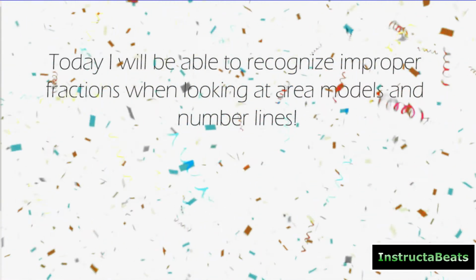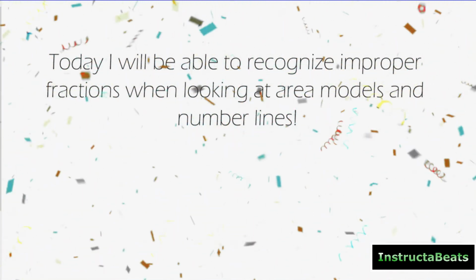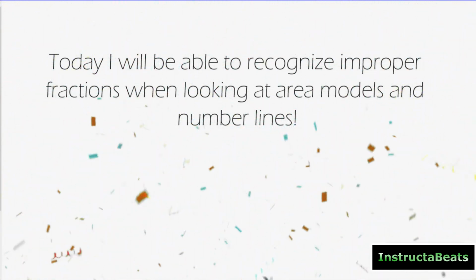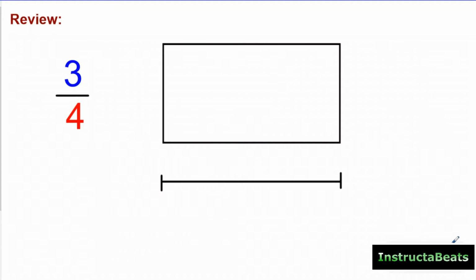All right, our objective today: I will be able to recognize improper fractions when looking at area models and number lines. All right, let's review what we did last lesson. If you didn't do last lesson, check that one out if you're not sure what a fraction is. But here we have a proper fraction that's just 3/4, right? And so we know our denominator is 4.